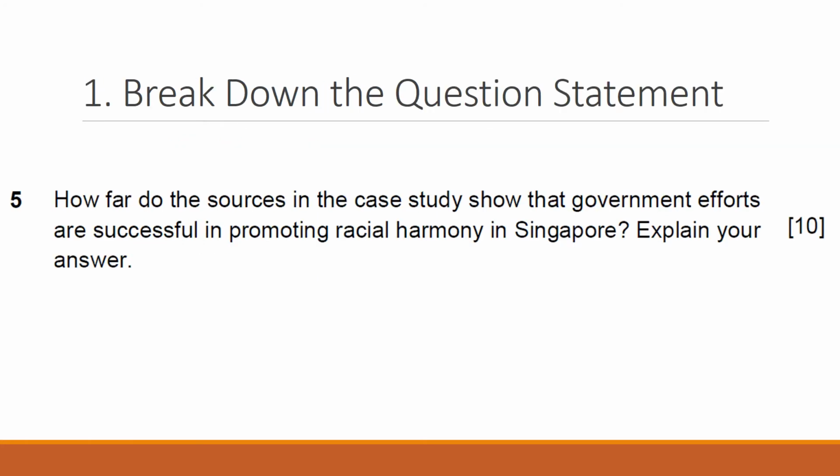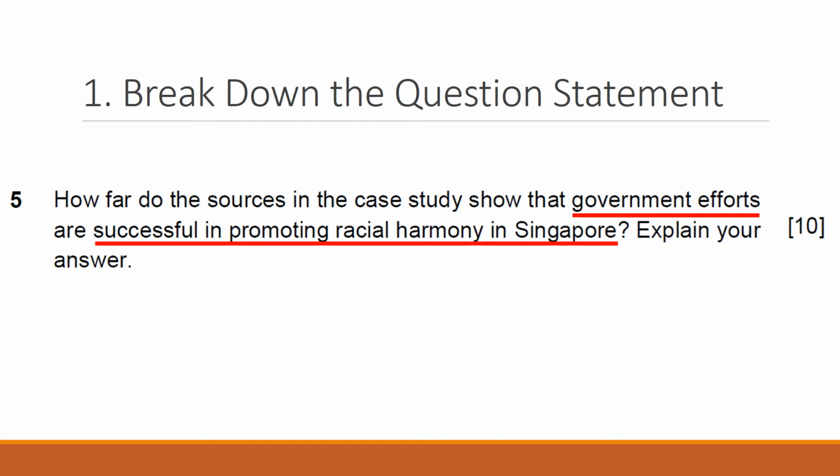So the first thing, let's look at this question. To break it down, we must first understand some key phrases and key terms. How far do the sources in the case study show that government efforts are successful in promoting racial harmony in Singapore? How do we break this down? What does success in promoting racial harmony look like? What does a successful society that has racial harmony look like?